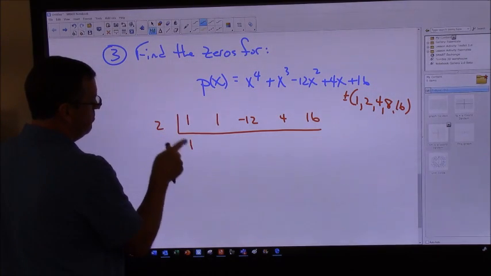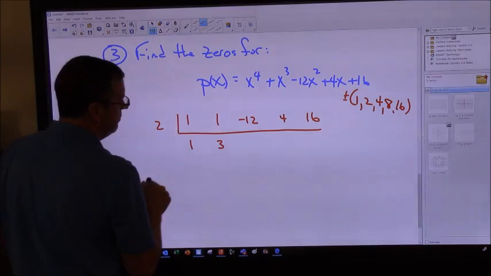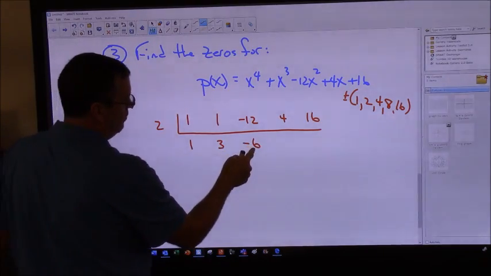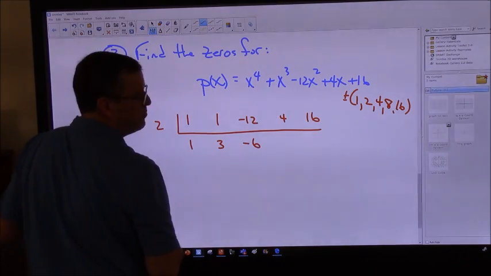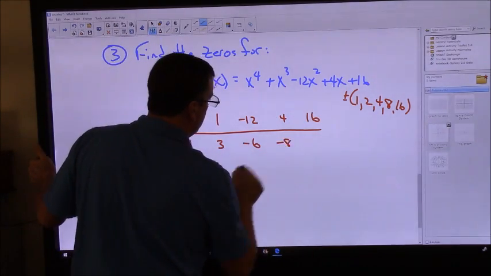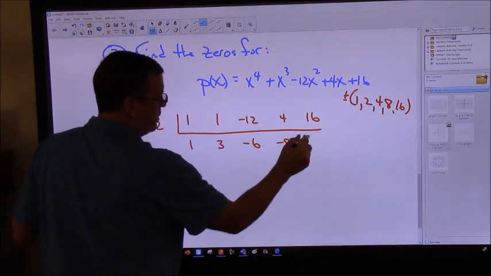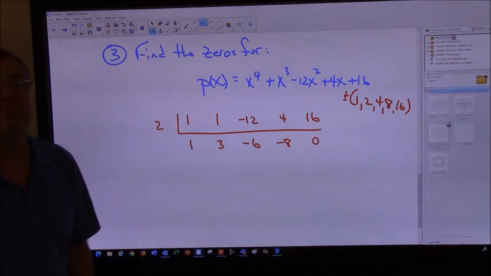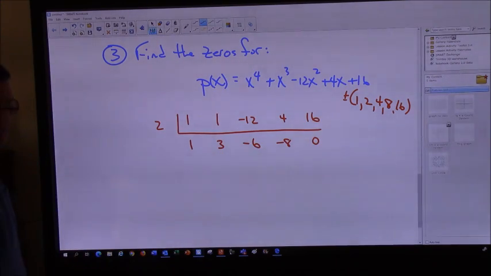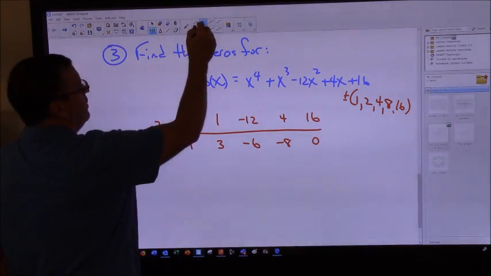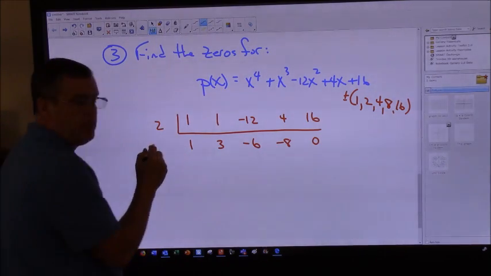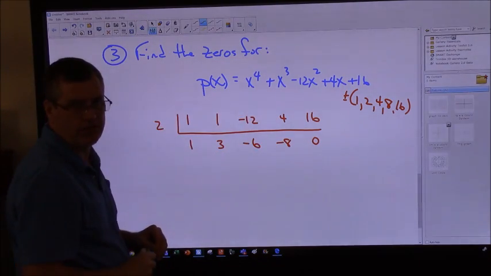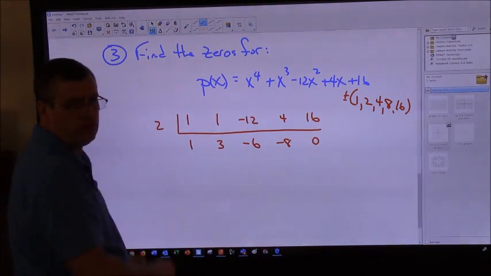Bring this down, multiply, you get 2, add it to the next, you get 3. 6 minus 12, that's negative 6. A negative 12 plus 4, that's going to be a negative 8. And then a negative 16 plus 16, that's 0. So I got lucky, I found one. I haven't made a guess yet that hasn't worked, all right? So now I'm going to try and find another one. And so that means I'm going to work with these numbers now. I don't want to keep on going back to the first set of numbers because what I want is for this to get easier as I go.